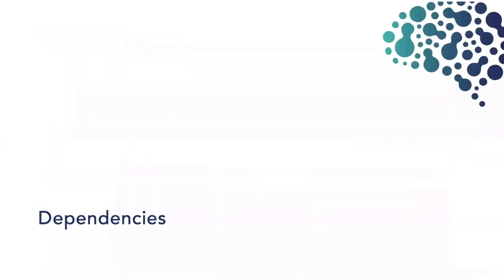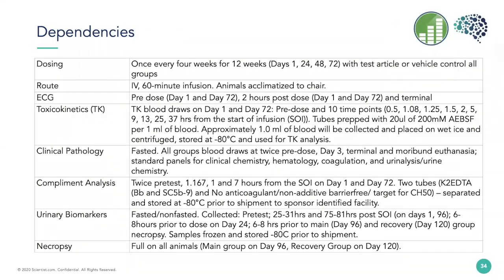Thanks, Julie. So the next main challenge we're going to talk about is dependencies or dependent collections. In this example of a complicated infusion study, you can see there is a 60-minute infusion followed by a series of collections of different types. And I've just highlighted here a few of the most obvious dependencies.